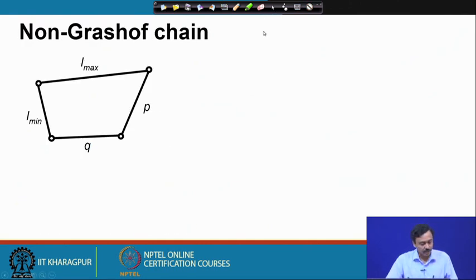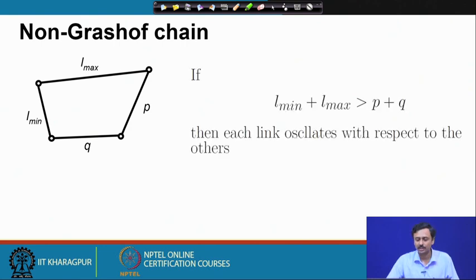Now, what is a non-Grashof chain? A non-Grashof chain obviously is one which does not satisfy the Grashof criterion. So, to look at it quickly, if L min plus L max is greater than P plus Q, then each link oscillates with respect to the others. So, all of them are oscillatory links. There is no link that can rotate completely with respect to the other links.